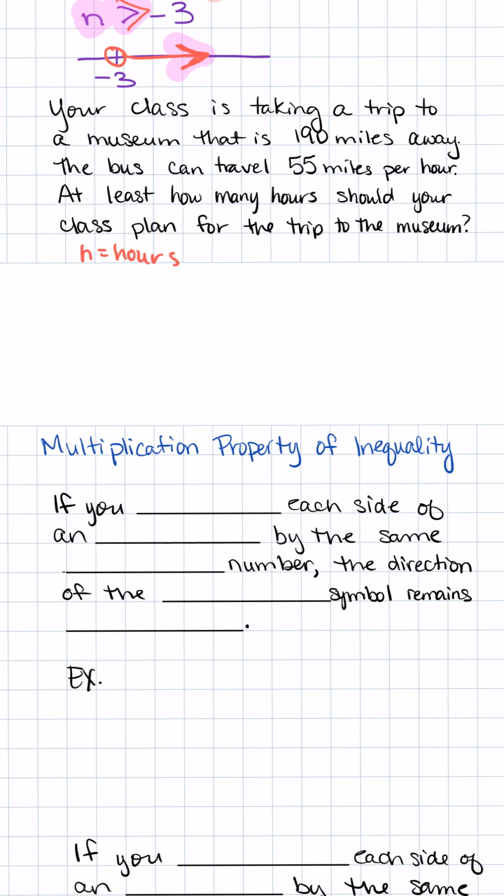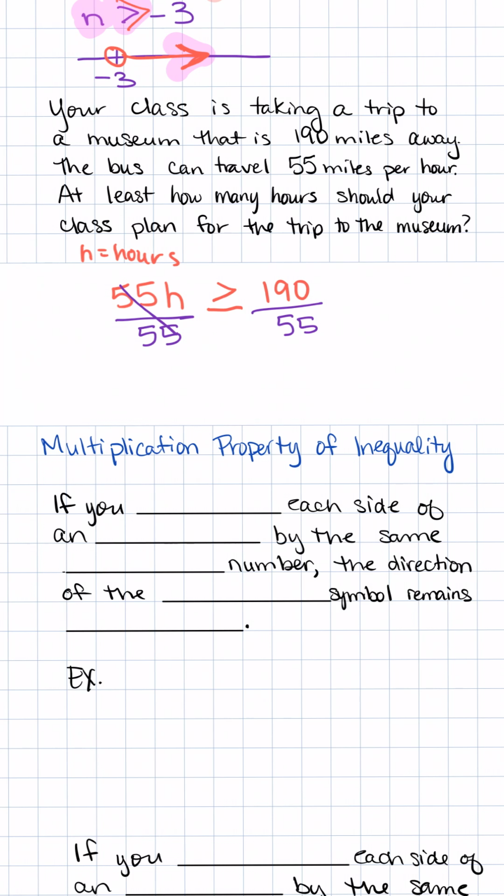Okay, so we're saying 55 times however many hours is bigger than or equal to 190. So what we want to do is solve for H. 55 is a positive number, so we don't have to worry about changing our inequality. Right now, 55 is being multiplied by H. The opposite of multiplication is division, and so we divide. Whatever we do to one side, we have to do to the other.